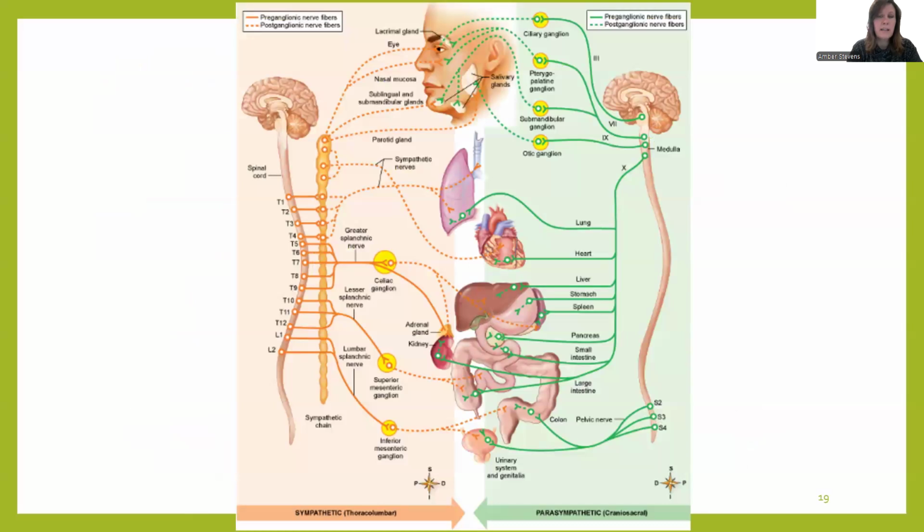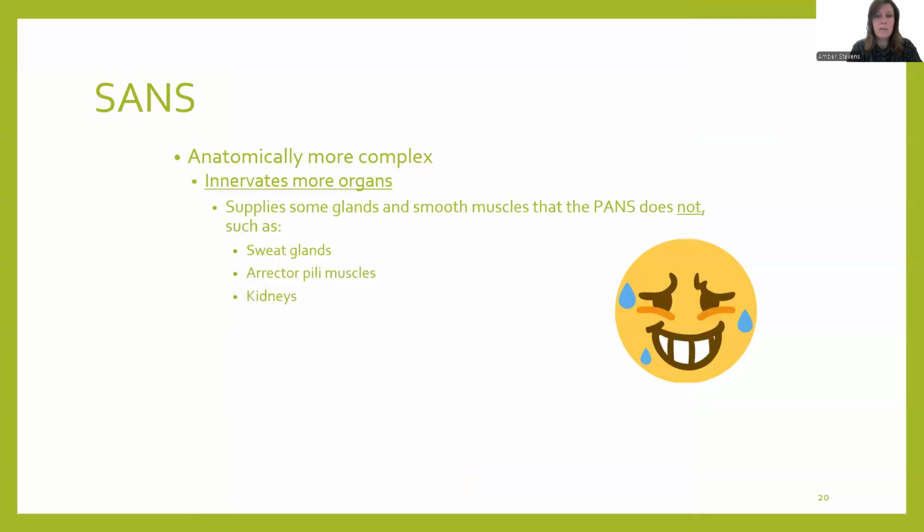So here is another comparison of the two, SANS and PANS, and where they're located and where they go. All right, so SANS is anatomically more complex. It does innervate more organs. It supplies some glands and smooth muscles that the PANS does not. So sweat glands, erector pili muscles, and the kidneys all come from SANS rather than PANS, which is the autonomic system.